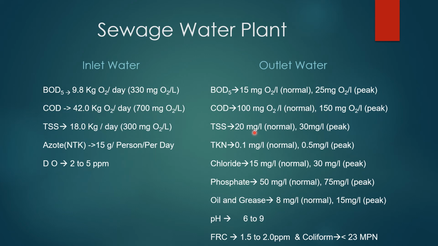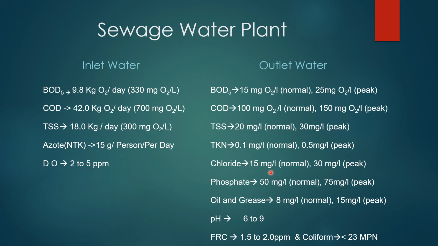Same TSS is reduced to 20 milligram per liter, which is normal, and it may vary to 30 milligram per liter at peak. It is reduced by means of the dual media filter. These two, BOD and COD, are reduced due to the aeration, and the TKN also will reduce from 15 gram to 0.1 milligram normal, or 0.5 milligram at peak. This value also gets reduced by aeration and active sludge formation.